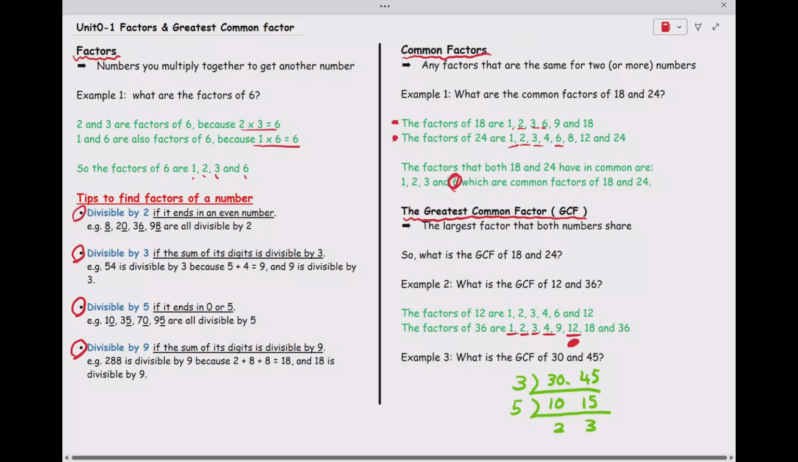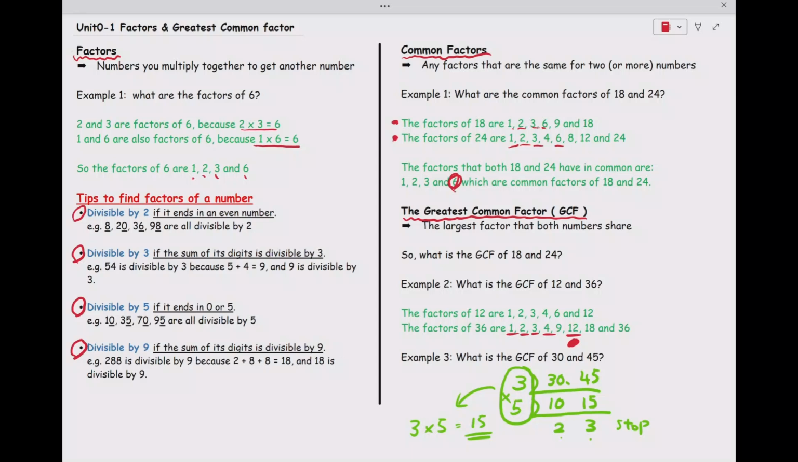Now, there are no more common factors that can divide both numbers at the same time, so we stop here. And finally, circle all the numbers on the left like this, and multiply the numbers like this here. 3 times 5 equals 15. So, 15 is the greatest common factor of 30 and 45. It's easy, isn't it?